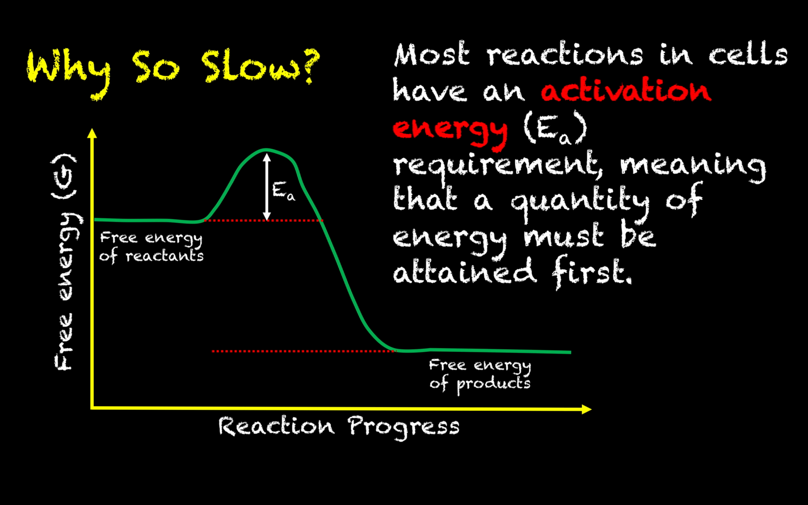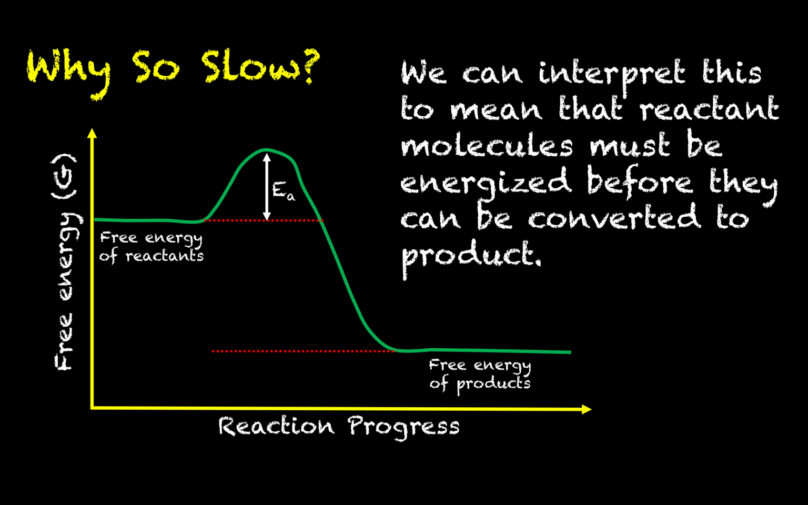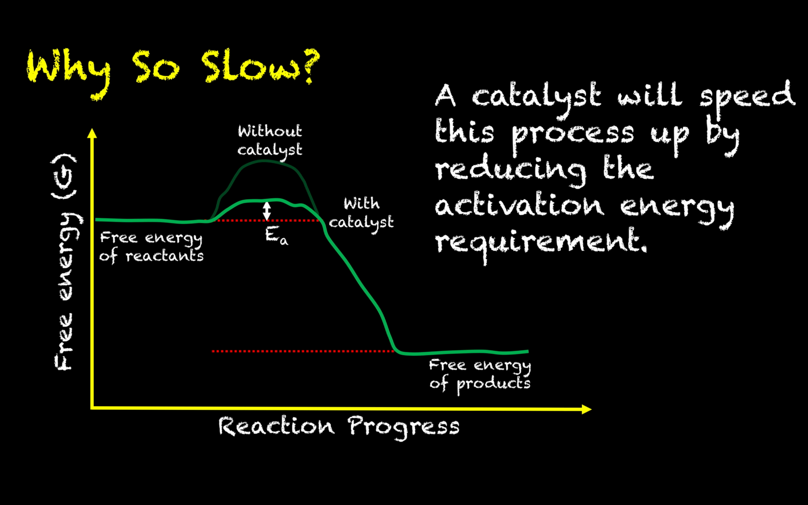We can think of it as some quantity of energy that has to be attained by the system first. Another way of looking at this is that the reactant molecules must be energized before they can actually be converted to product. So what a catalyst is going to do is speed up this reaction and speed up the whole process by reducing the amount of energy that has to be attained before the reactants can be energized.